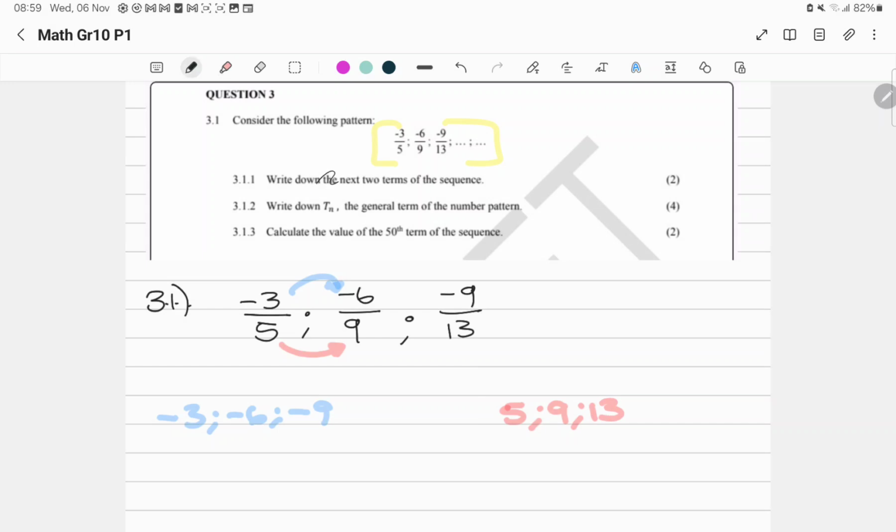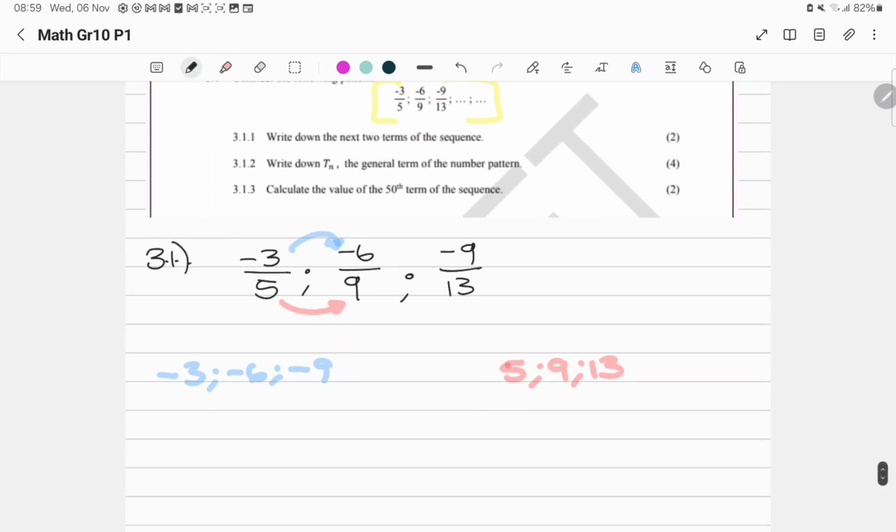Alright, so the first question says, write down the next two terms of the sequence. So I'm asking myself, what is happening between minus 3 to minus 6? Obviously, I'm subtracting 3. And then from minus 6 to minus 9, I'm subtracting 3. So what will be my next term? My next term will then be minus 12. And then it will be minus 15. But remember, this was my top part, so I still need to give it as a fraction, so it's going to be minus 12 over something and minus 15 over something.